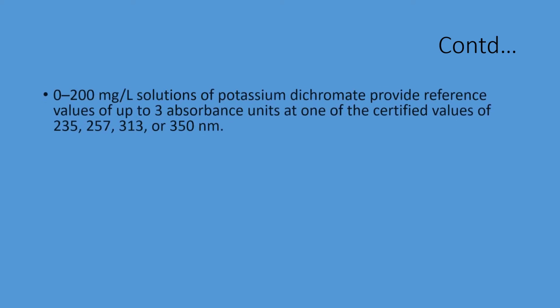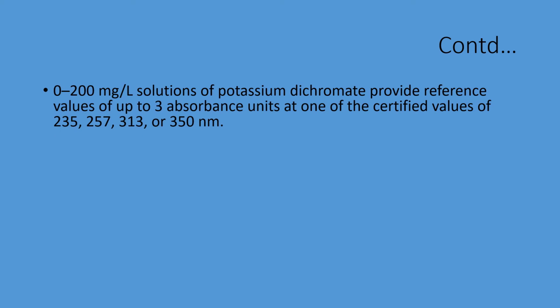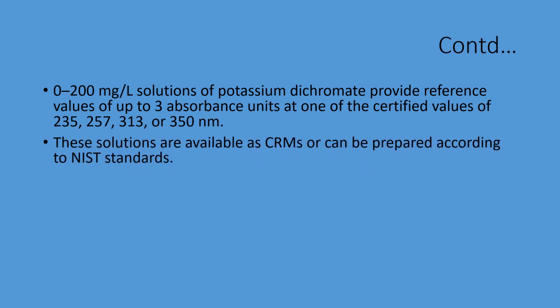The procedure and the conditions are given as below. Up to 200 milligrams per liter solutions of potassium dichromate provide reference values of up to 3 absorbance units at one of the certified values of 235, 257, 313 or 350 nanometers. These solutions are available as certified reference materials also, or can be prepared according to NIST standards.